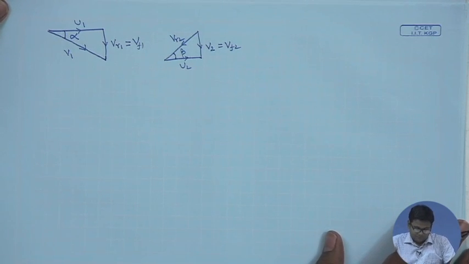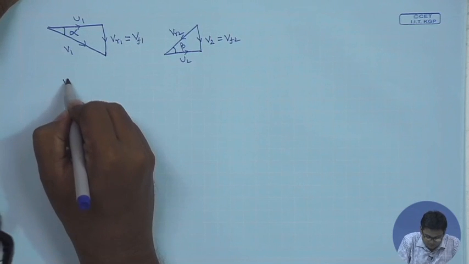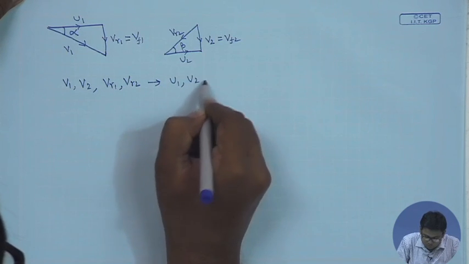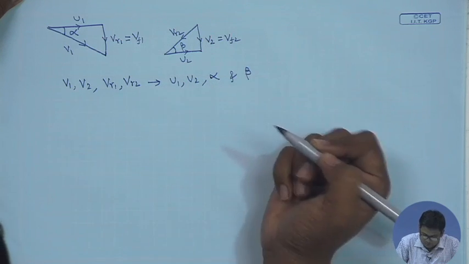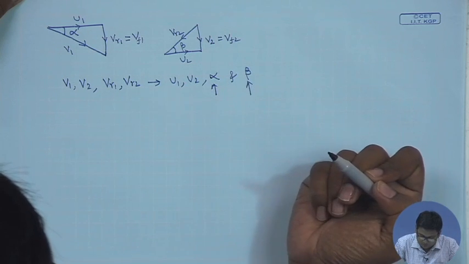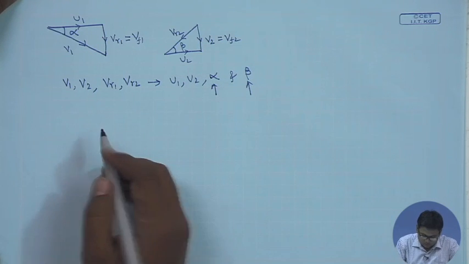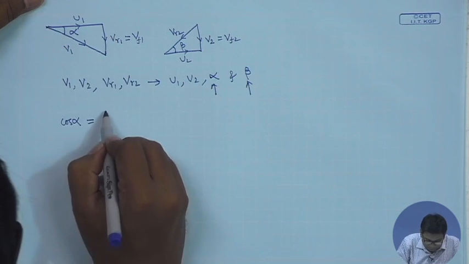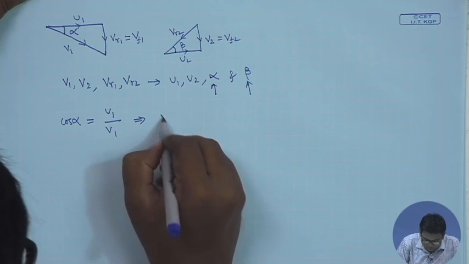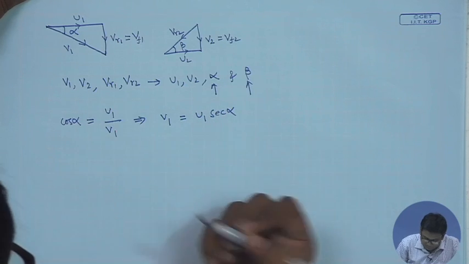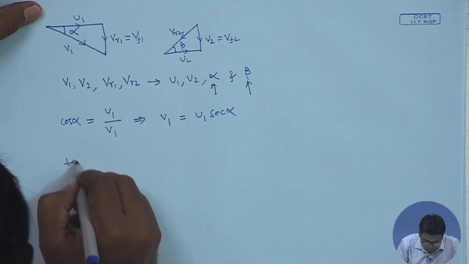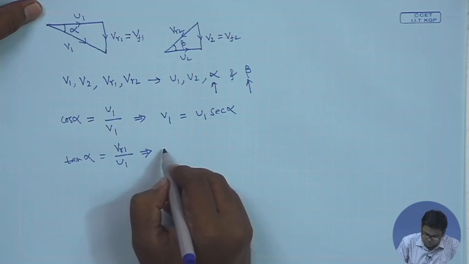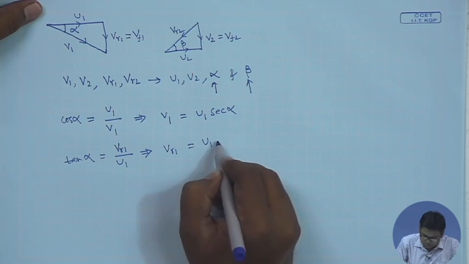Now, here our main intention is to express V 1, V 2, V R 1, V R 2, all these quantities in terms of U 1, U 2, alpha and beta, where alpha is the inlet vane angle and beta is the blade angle at the exit. Towards this, from this triangle, we can write cosine of alpha will be U 1 by V 1. So, this gives V 1 as U 1 sec alpha, and tan alpha can be written as V R 1 by U 1. So, this gives V R 1 equals U 1 tan alpha.